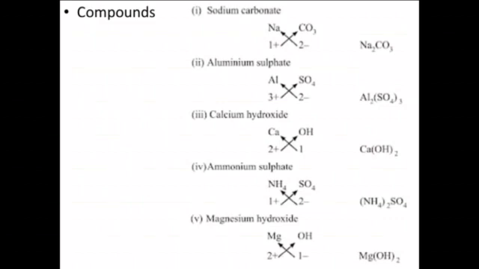Next topic is compounds. A compound is a substance formed by the chemical combination of two or more elements in a fixed proportion. So, what is a compound? A compound is a substance formed by the chemical combination of two or more elements in a fixed proportion. So, we'll just take an activity to understand it. Divide the class into two groups. Give 5 gram of iron filings and 3 gram of sulfur powder in a china dish to both the groups.